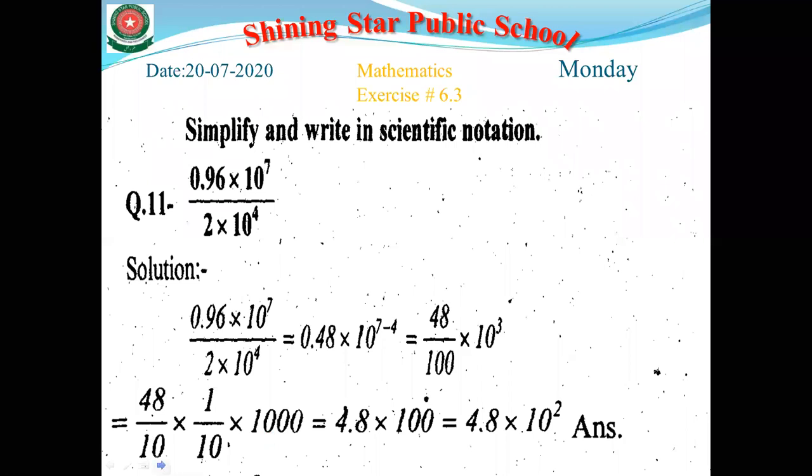Because we know that in scientific notation, we must have a single digit before the point, and when we divide 48 by 10, it becomes 4.8. Okay, it becomes 4.8, and this 10 cancels with 1000, so it becomes 100, and we write 10 square because we know that 100 is the square of 10. So we write 4.8 multiply 100, and in the answer we write 4.8 multiply 10 square.